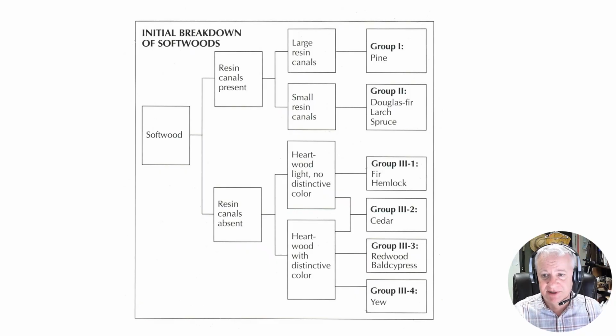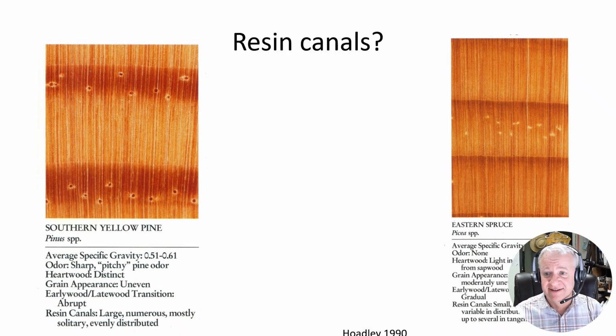If it's a gymnosperm, well, we've got problems because gymnosperms are difficult. This is a binary or a dichotomous key from Hoadley that sort of allows us to do some initial groupings of gymnosperms, or what Hoadley is calling softwoods. And we'll do a couple of these steps in this lab. So if we've determined that it doesn't have vessel elements and that it's a gymnosperm, we can say, okay, does it have resin canals?